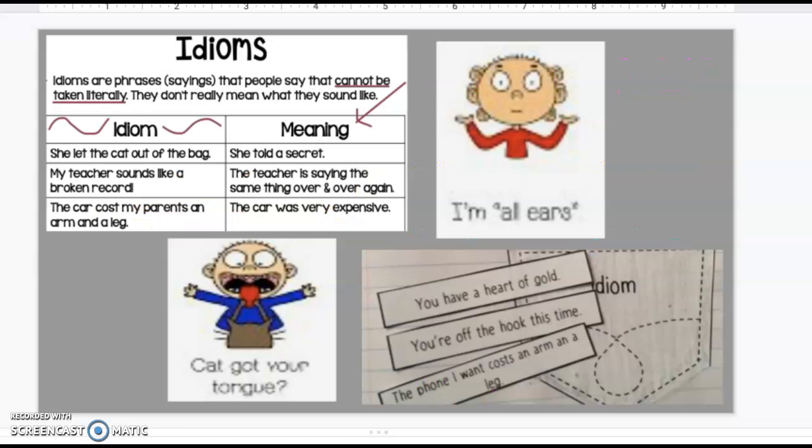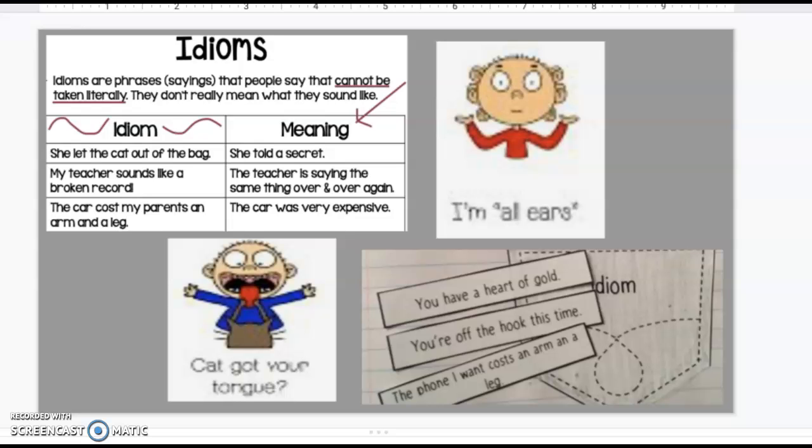The next one is idioms. Idioms are phrases, sayings that people say that cannot be taken literally. They don't really mean what they sound like. So here were some examples that Miss Anderson went through too. She let the cat out of the bag. My teacher sounds like a broken record. You can see the meanings next to them. And the car cost my parents an arm and a leg. Then there's some others. Cat got your tongue. I'm all ears. You've heard the idioms before.